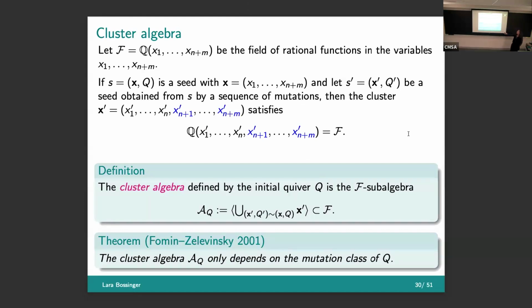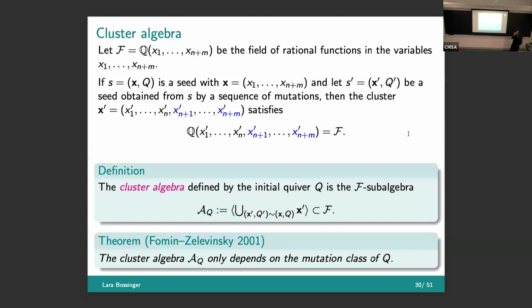My ambient field is a field of rational functions that has as generators any set of cluster variables. So I start with a field of rational functions in n plus m variables. N plus m was the number of frozen plus mutable vertices.